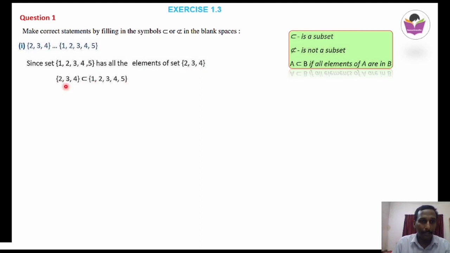So writing should be very careful. First set you have to compare with the second set. Then you have to write that the second set has all the elements of the first set. Therefore, the first set is a subset of the second set.